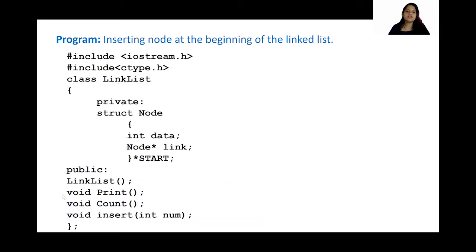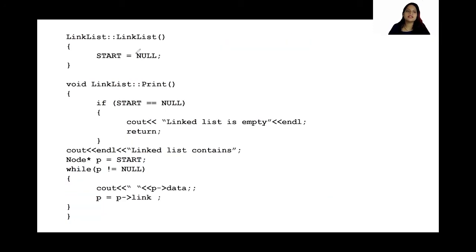The very first one is going to be the constructor. As you can see, the name of the function as well as the name of the class is the same. So this is nothing but my constructor, where I'm going to initialize the start node to null. As soon as we create an object in the main function, this linked list constructor is going to get invoked and it is going to initialize the start to null.